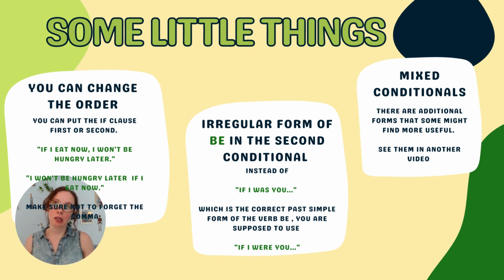Now, as a native English speaker, do I always say, if I were you? No, I do not. But obviously, what is correct and what is used are two different things. So, if I were you is the correct form. If I was you is acceptable. Don't tell grammarians that. And then additionally, we have the mixed conditionals, which are a combination of different ones, and we'll look at those in more detail in a further video.